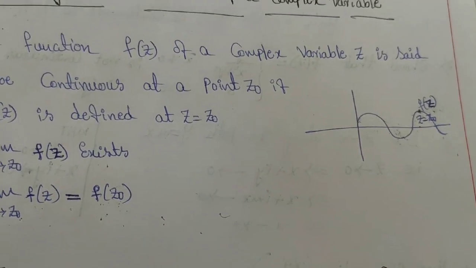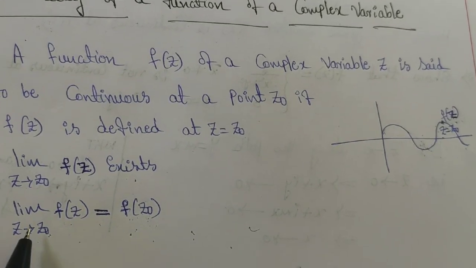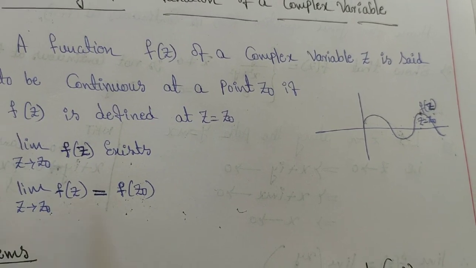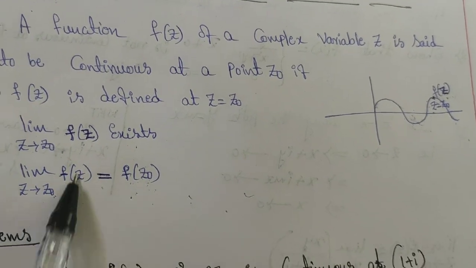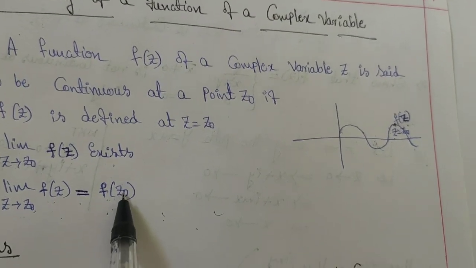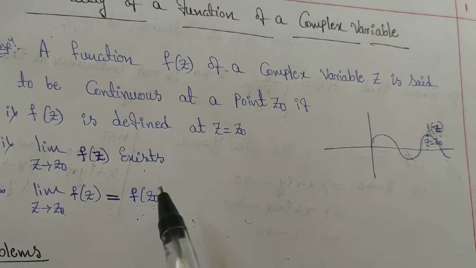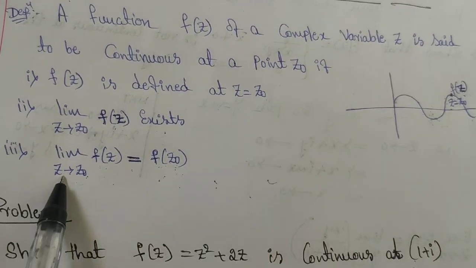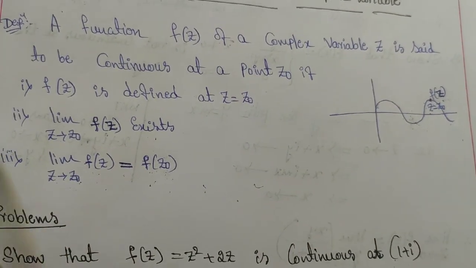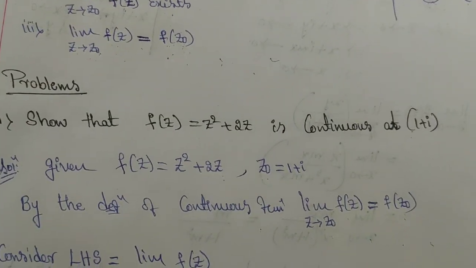To solve the problems, there is no need to check all three points. If you check only the third point, it is enough. Why? Because in the third point, we can see the above two points. The limit of the function exists here, and the function is defined at z0. So the first two points are contained in the third point. That's why to solve the problems, we can check the third point only. Next, we shall move on to the problems.